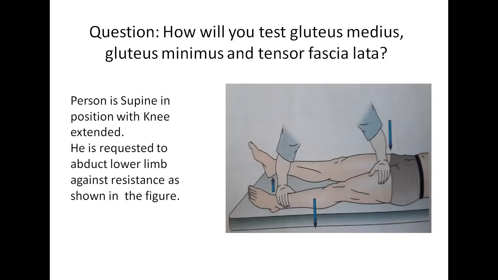Then a question can be asked about how you will test gluteus medius, gluteus minimus and tensor fascia lata. The person is in supine position with knee extended. He is requested to abduct the lower limb against resistance as shown in the figure. The contraction of the muscle is felt by the physician's hand.